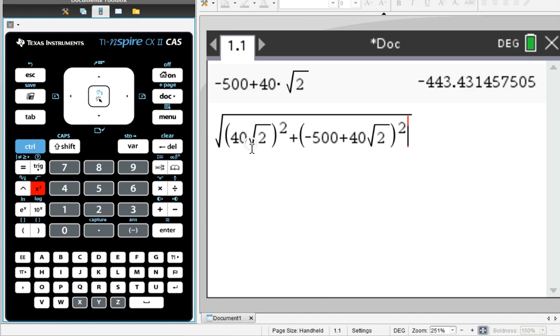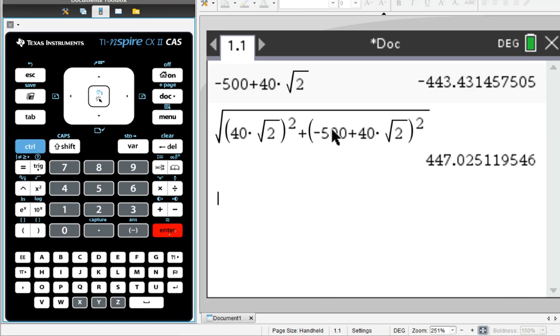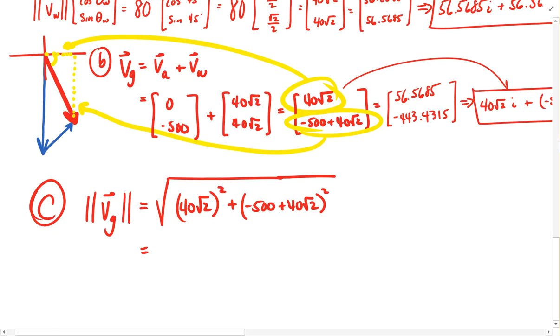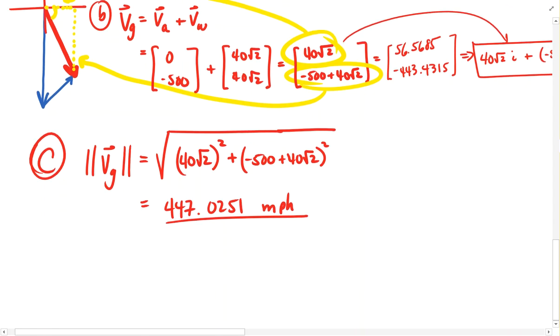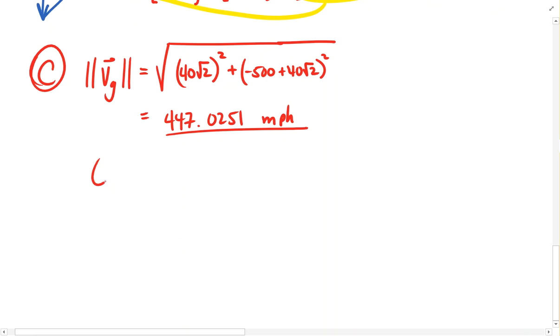And so when I reach for the calculator, I try to enter the values exactly as we have them written on paper, because I'm pretty confident in how that setup looked. So when I press Control Enter here, the result that I get is the length of the diagonal of that final vector. So we've got 447.0251, and this is a measurement of speed, 447 miles per hour. It's not really a vector yet because we don't have the direction, but that's easy to obtain.